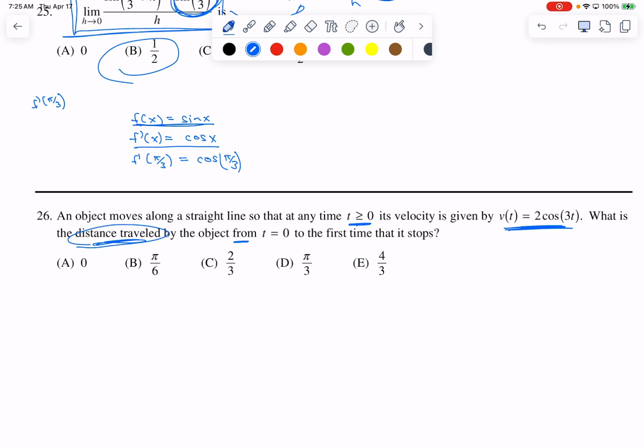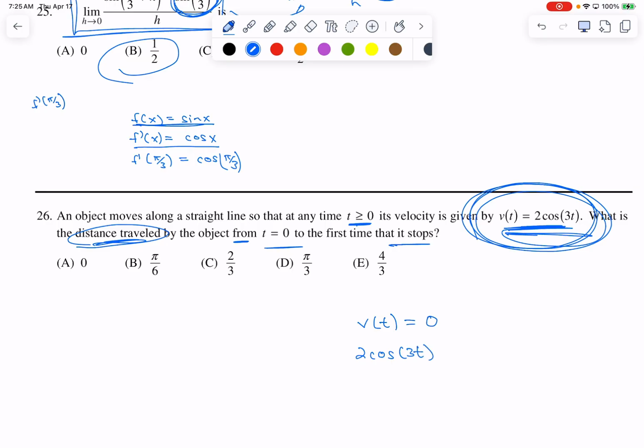Okay, and we want to do this at the first time that it stops. So to figure out when it stops, first of all, how would I figure out where it stops? Sign analysis. Don't even need to go that far. Just figure out where it equals 0. Take v of t and set it equal to 0. So I'm going to take 2 cosine of 3t and set it equal to 0. And I want the first time that it stops.